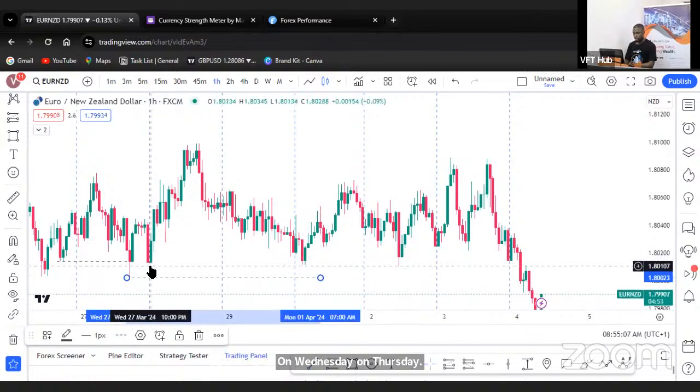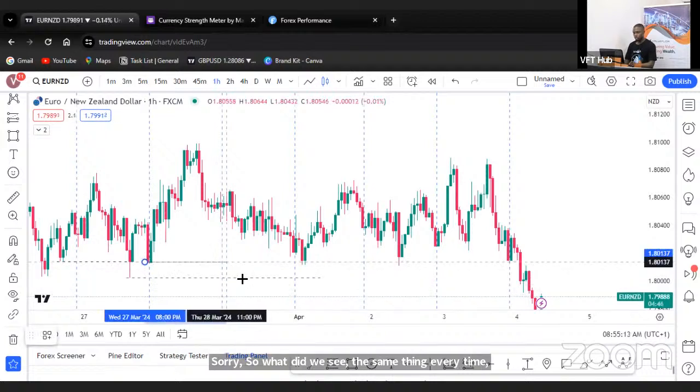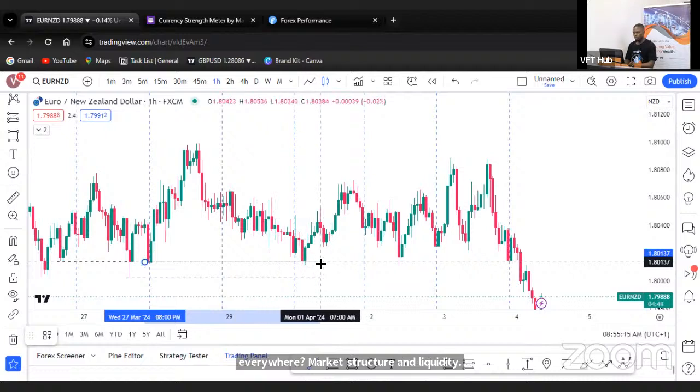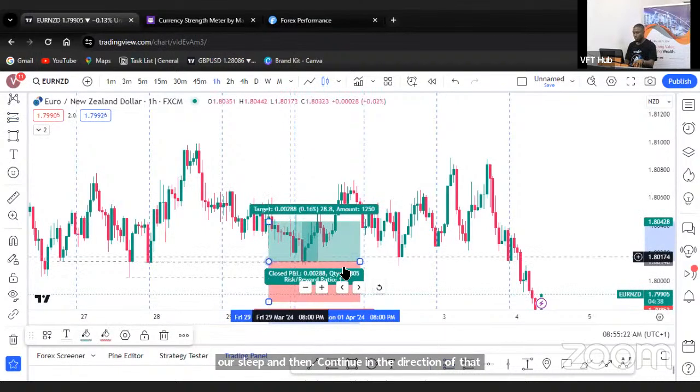So what did we see here? The same thing every time, everywhere. Market structure and liquidity. Once we see a sweep, then we expect price to take out that sweep and then continue in the direction of that initial move in the market.